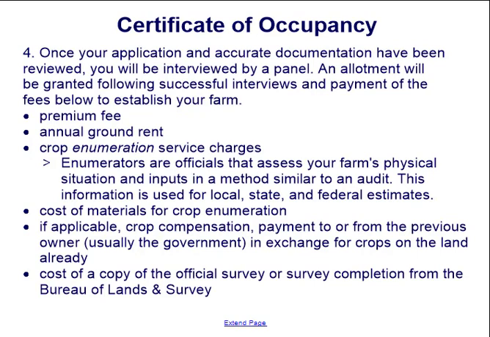4. Once your application and accurate documentation have been reviewed, you'll be interviewed by a panel. An allotment will be granted following successful interviews and payment of the fees below to establish your farm. Premium fee, annual ground rent, crop enumeration service charges. Enumerators are officials that assess your farm's physical situation and inputs in a method similar to an audit. This information is used for local, state, and federal estimates.